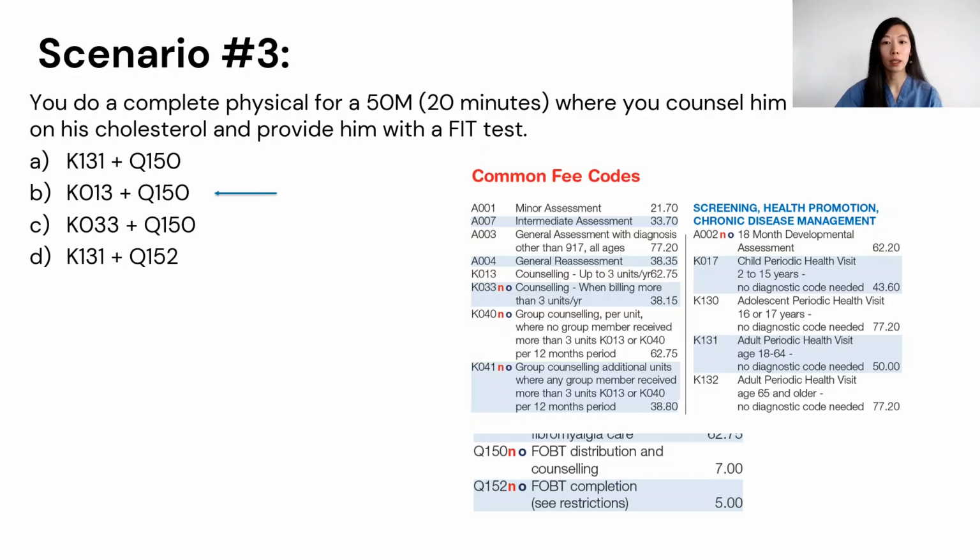But I think what this question is trying to get at is sometimes there can be 2 right billing codes you can bill, a K013 or a K131. But if you notice here, the K013 pays more than a K131. So if you haven't used up your 3 units a year of this counseling code and you counseled him on cholesterol, then you would want to try to bill the one that pays you more rather than the one that pays you less. So that's kind of the reasoning behind that as well.